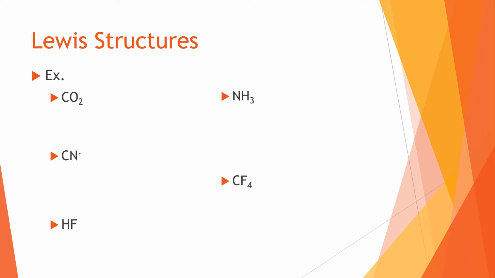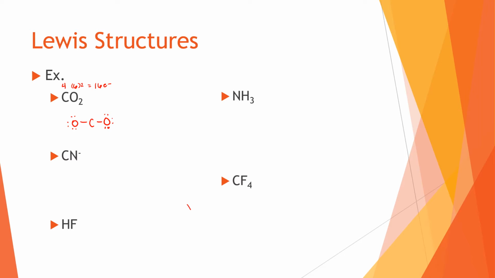So this first one, carbon dioxide. Carbon has 4 electrons, oxygen has 6. There's 2 oxygens, so that gives me 12 plus 4, which is 16 total electrons. I'm going to put carbon in the middle, attach it to each oxygen with a single bond. Now I'm going to fill in my outer atoms, which in this case are oxygen. So now I have 6, 7, 8, 9, 10, 11, 12, 13, 14, 15, 16.